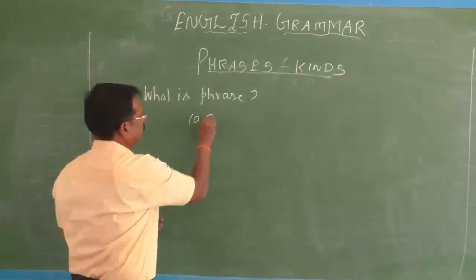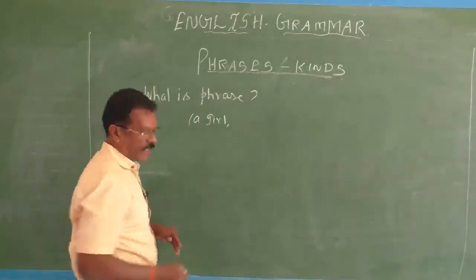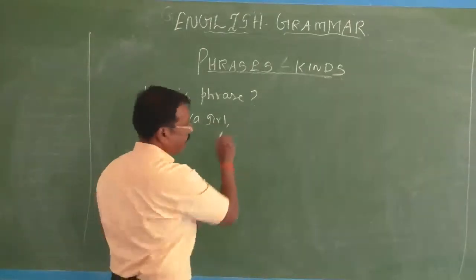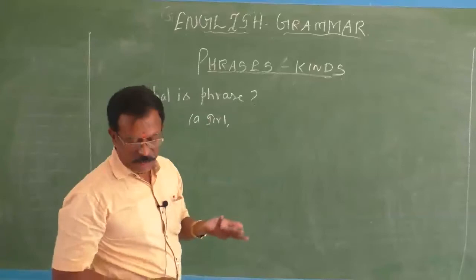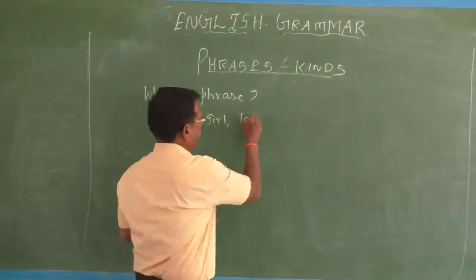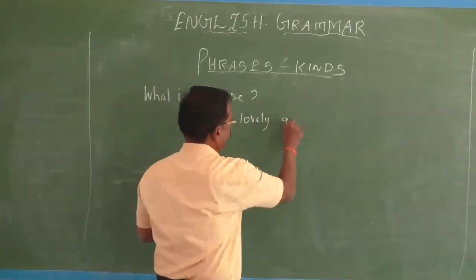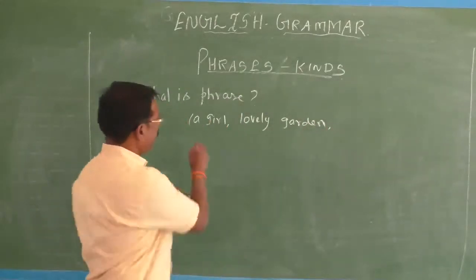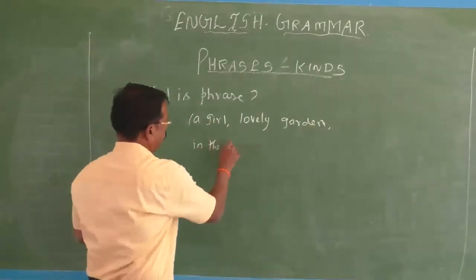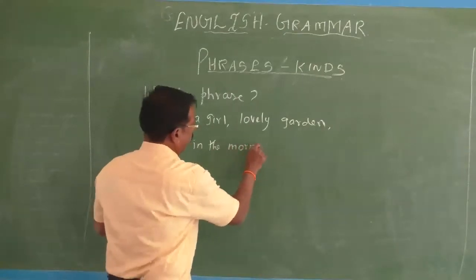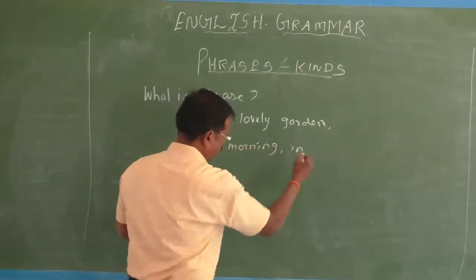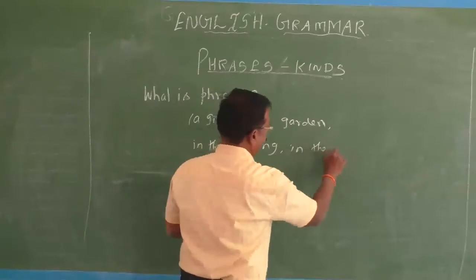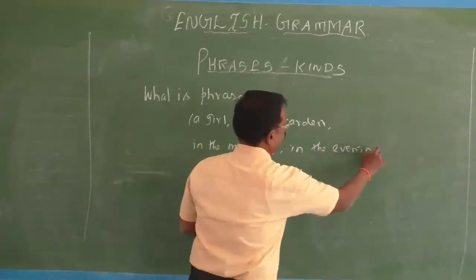A girl is a phrase. Then I can give more examples for this. Lovely garden is an example for a phrase. In the morning, in the evening. They are all good examples for phrases.